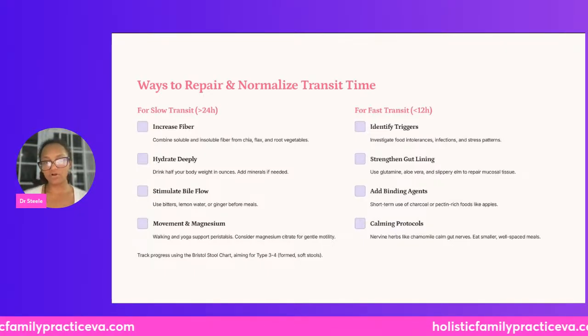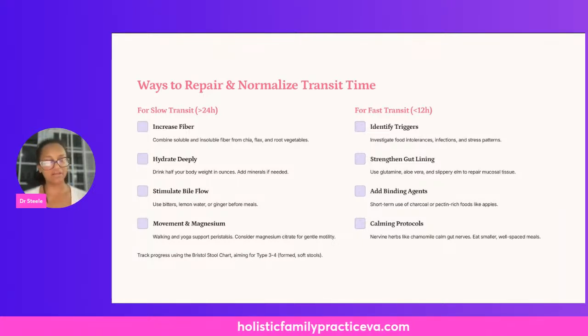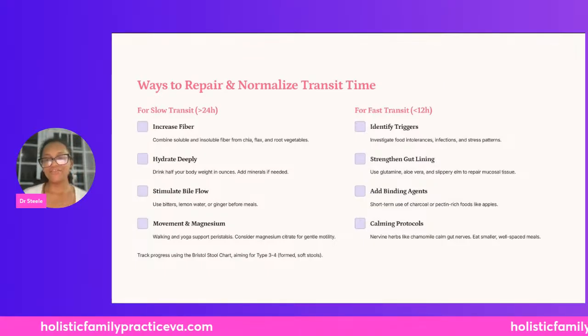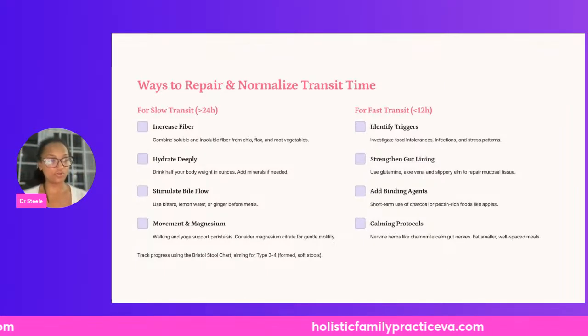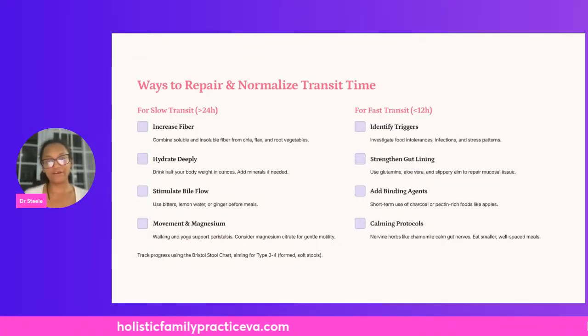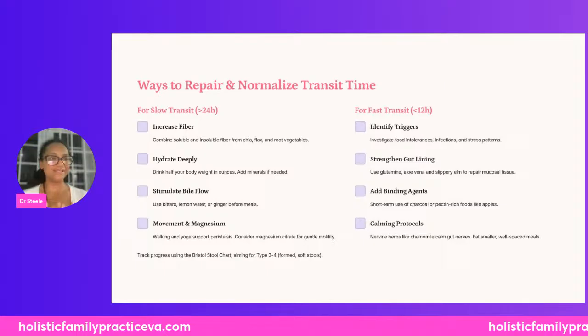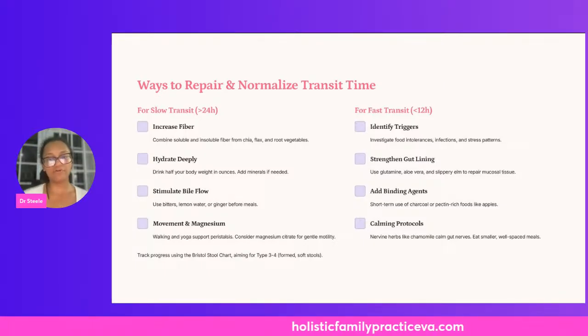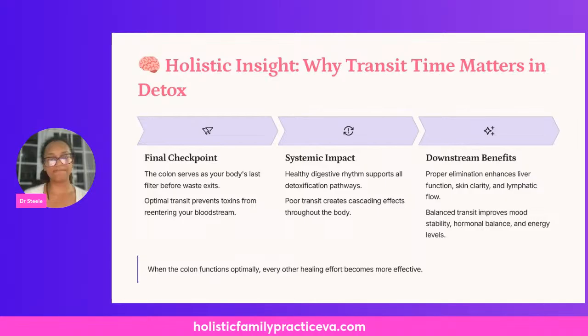Your calming protocols, so nervine herbs such as chamomile, kava, valerian, those can all really help with your nerves and your anxiety, and just in general, your fight or flight responses. And you want to eat much smaller, spaced out meals to really allow for proper digestion.